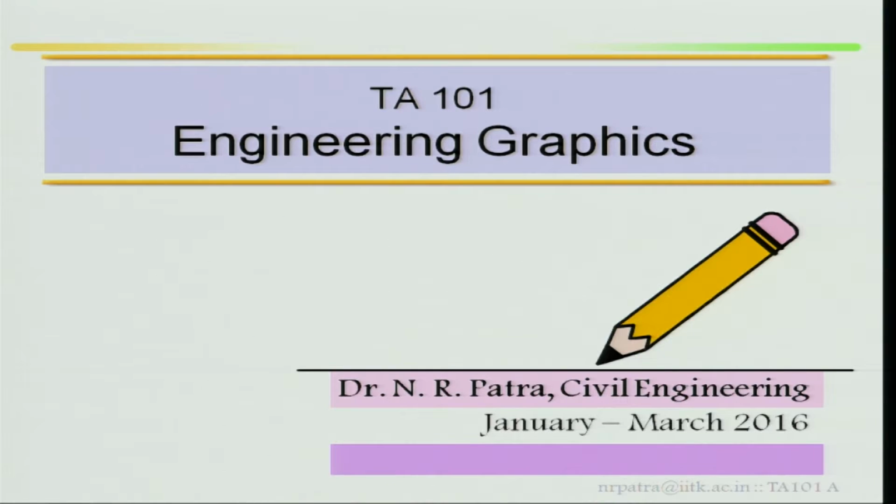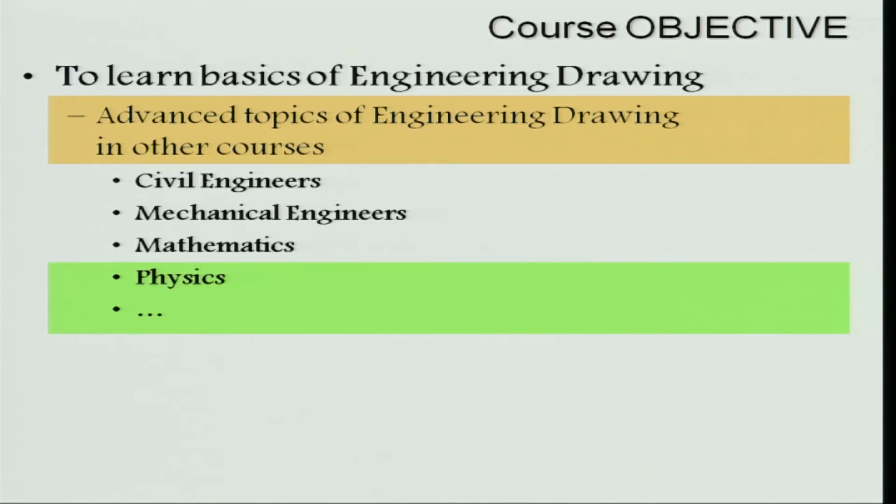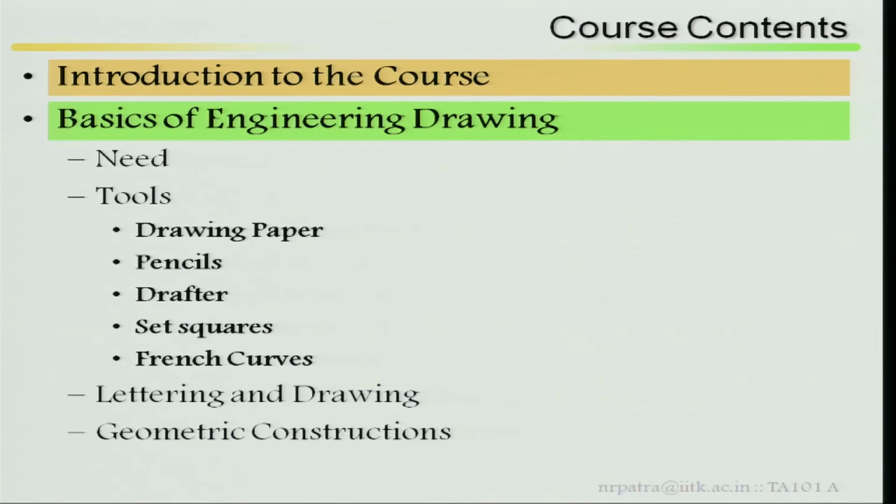So TA 101 Engineering Graphics. First, the basic outlines of this course. The objective of this course is to learn basic engineering drawings and advanced topics of engineering drawings in other courses. For example, civil engineering, mechanical engineering, mathematics, physics, almost all branches of engineering need an engineering drawings or engineering graphics course. So, basic course content.